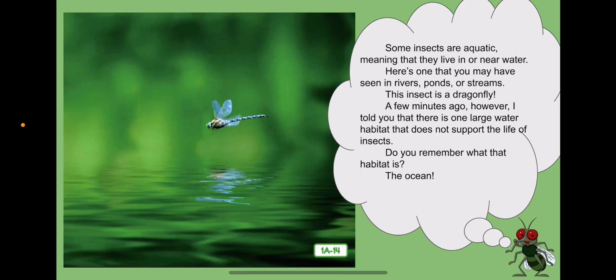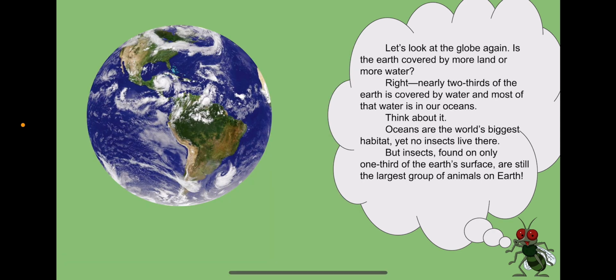Some insects are aquatic, meaning that they live in or near the water. Here's one that you might have seen in the rivers, ponds, or streams. This insect is a dragonfly. A few minutes ago, however, I told you that there is one large water habitat that does not support life of insects. Do you remember what that habitat is? Yes, the ocean. Let's look at the globe again.